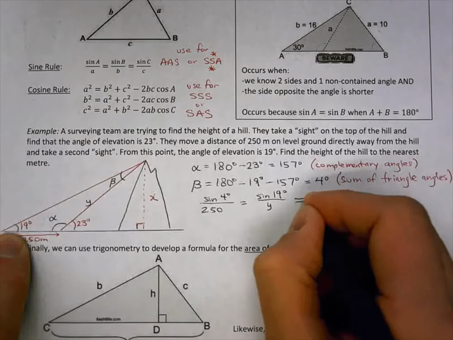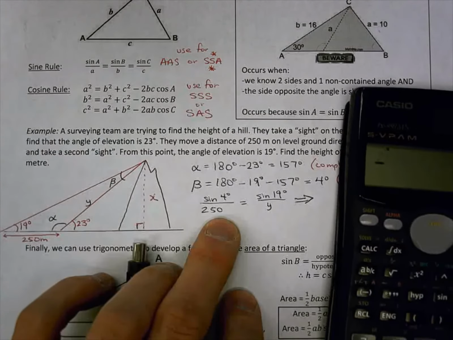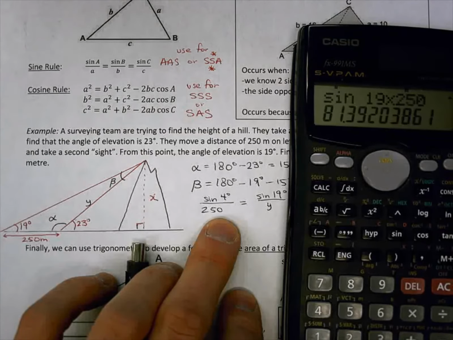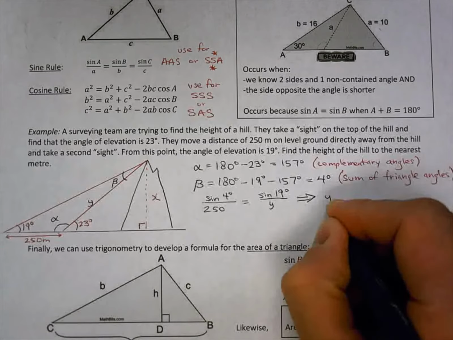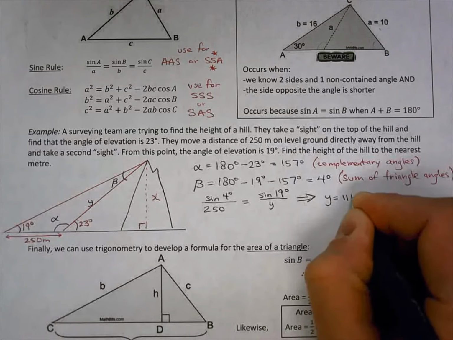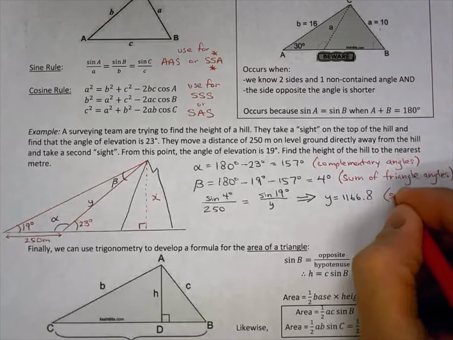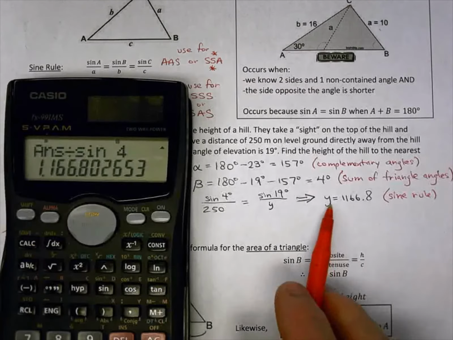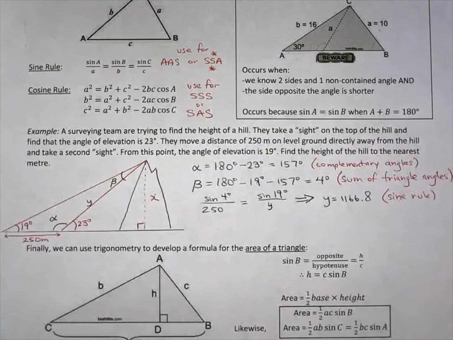Now I don't have a lot of space here, but we're going to cross multiply, and you can do the math, so it would be sine 19 times 250 divided by sine 4. Make sure you're in degree mode, because everything we're doing today is in degree mode. I end up with y is equal to 1166.8. That would be the sine rule. If you're going to round, which you're probably going to round, make sure you keep more digits around than 3, because you shouldn't round until the very end.